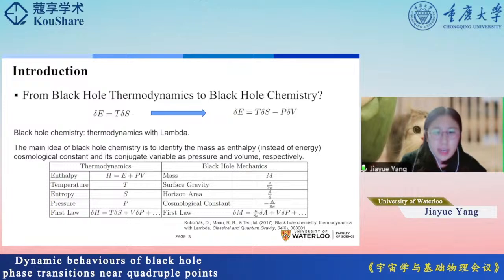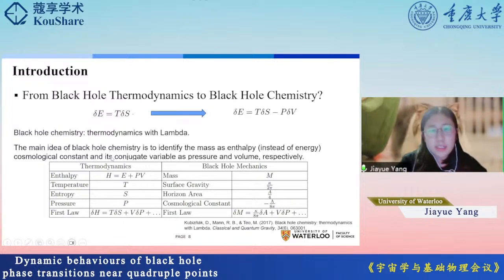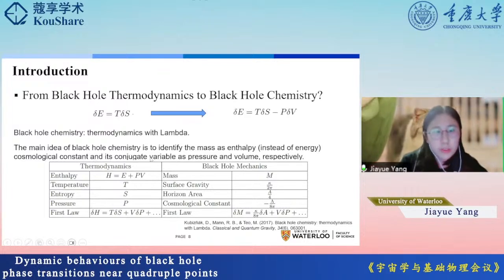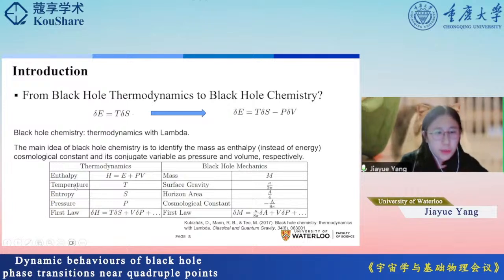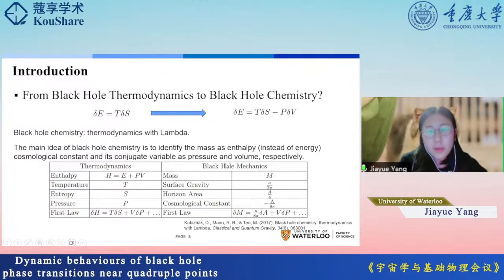And the main idea is to identify the mass of the black hole as enthalpy instead of energy, and the cosmological constant lambda as the pressure, and the conjugate variable of the pressure is defined as a thermodynamic volume. So in conclusion, we have this table. The left-hand side is the black hole thermodynamic quantities. We have enthalpy, temperature, entropy, pressure. And the right-hand side is the black hole mechanic quantities. We have the mass of the black hole, the surface gravity, the horizon area, and the cosmological constant.